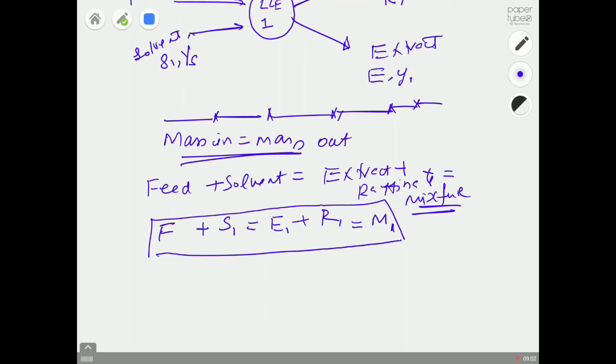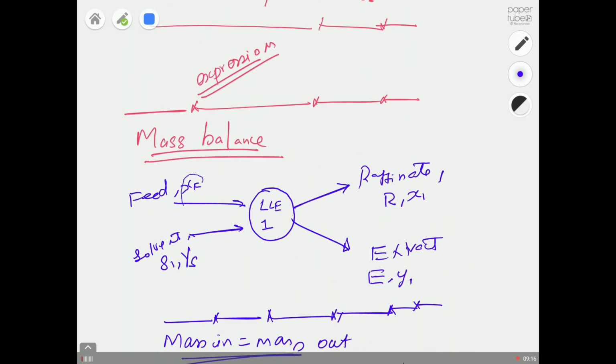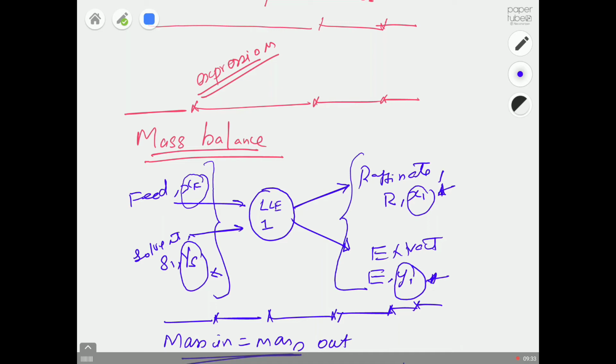Yeah, maybe we can even give some equation number 1. And now let's only focus on the solute part. We have some percentage of solute in the feed, some percentage of solute in the solvent, some percentage of solute in the raffinate side, and some percentage of solute in the extract side. So the total percentage of solute in should be equal to the total percentage of solute out.